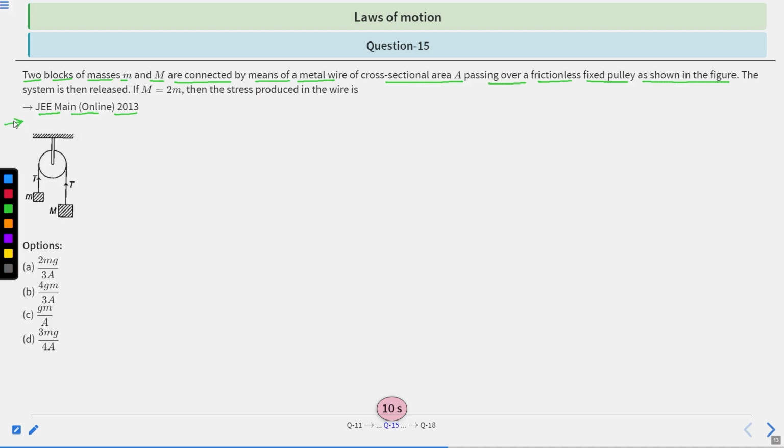The system is then released. If M equals 2m, then the stress produced in the wire is what? Here it asks about the stress. Clear? So which option is correct? A option 2mg by 3A, B option 4mg by 3A, C option mg by A, and D option 3mg by 4A. Which one is correct? You have 10 seconds to solve this question. After that, we will provide a solution. Clear?